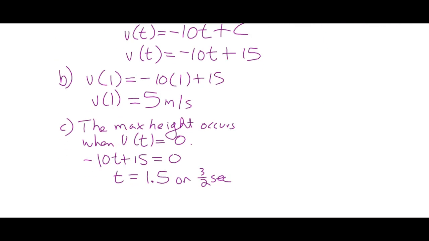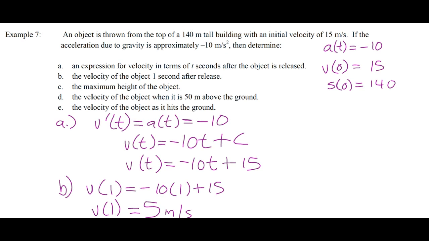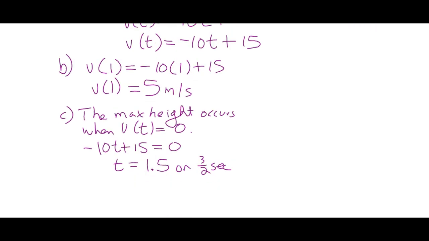I guess it all depends on what we're going to do with that. It was asking for the maximum height. Oh, right, so we're not even done. Then we need s. s prime of t is equal to v of t, which was negative 10t plus 15. So what's s of t? Negative 5t squared plus 15t plus 140.